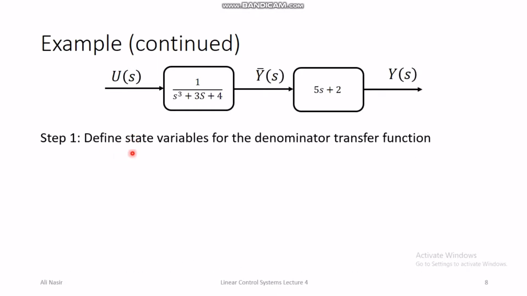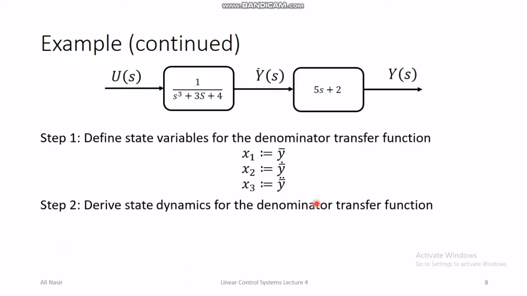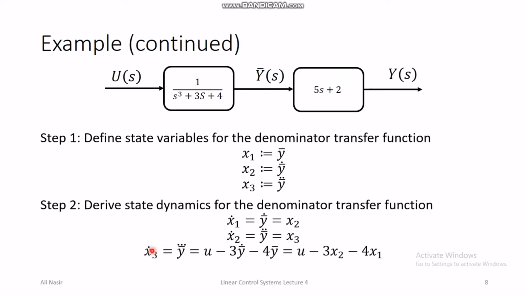So define the state variables of the denominator transfer function. In order to do that, we just have to look at this part of the system. So we just have to consider this as the input and this as the output. Then x1 is equal to y bar as we defined before, x2 is equal to y bar dot, x3 is equal to y bar double dot, and then the dynamics will be x1 dot is equal to x2, x2 dot is equal to x3, x3 dot will be u minus 3x2 minus 4x1, as we did before. So this part is exactly the same as our previous example. All of the logic used is the same as we used in the previous example to get this equation.